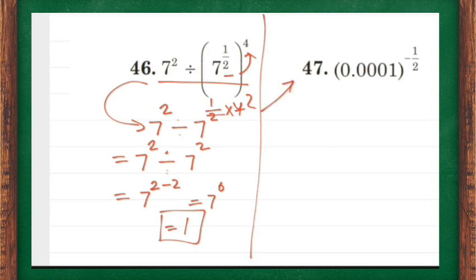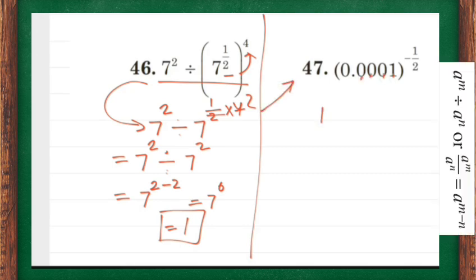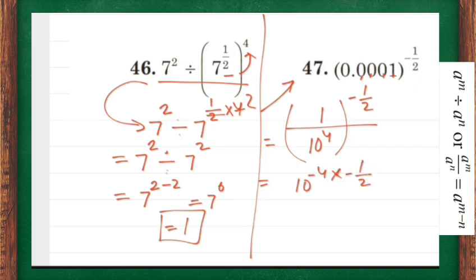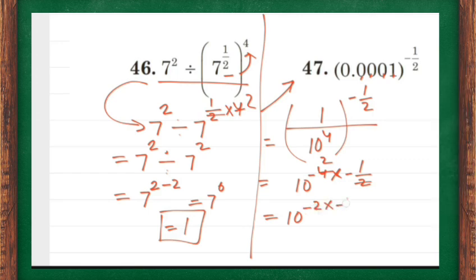Now come to next question. This is very easy. Okay? Whenever it is given in the decimal form, you have to write it in the reciprocal form. And if there are 4 digits after the decimal, it is going to be 10 raised to the power 4. And then we will multiply by the power negative half. So we have 10 raised to the power 2, that is going to be 100.